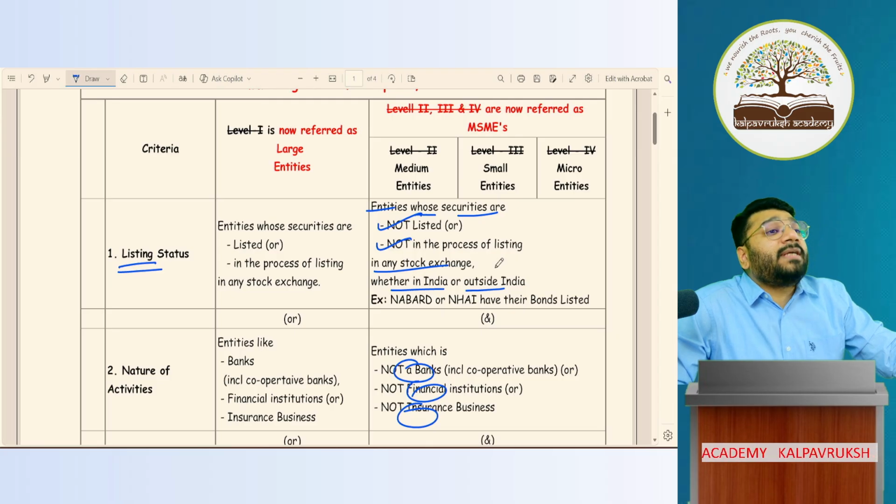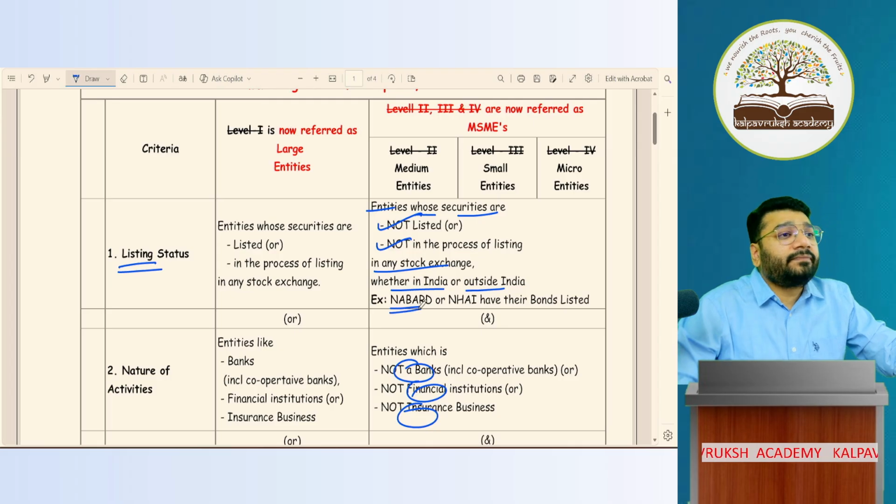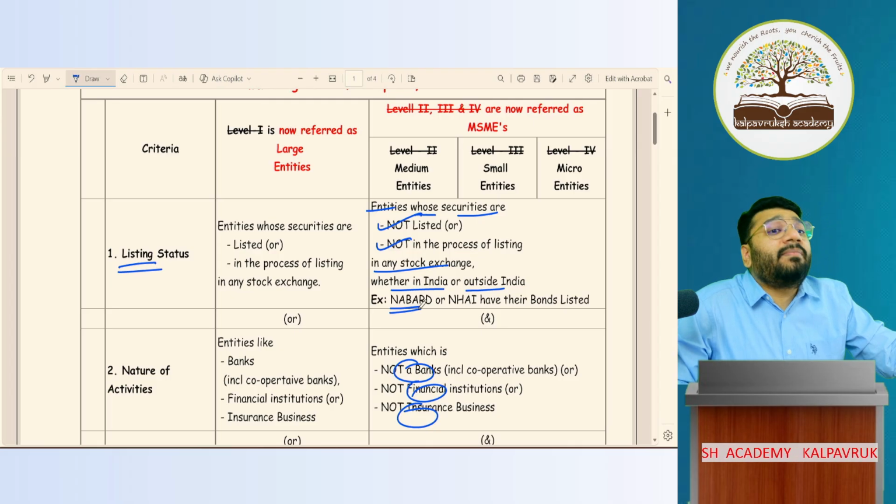They are talking about certain types of organizations which have their debt instruments listed on the stock exchange. For example, NABARD. Can somebody Google and tell what is the full form of NABARD and what they do? Fast.